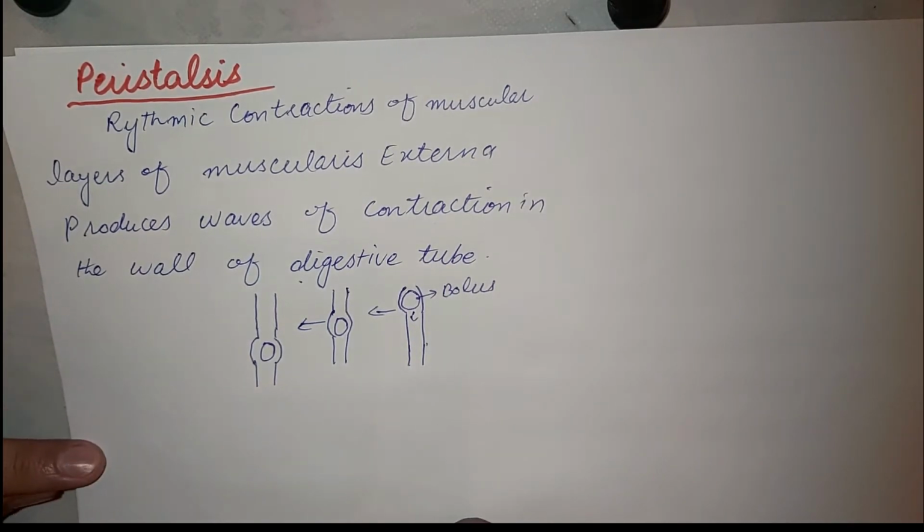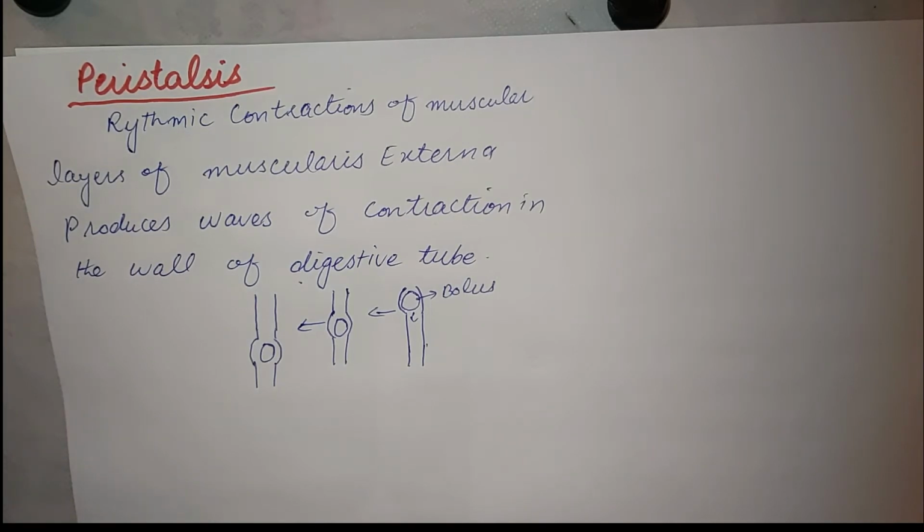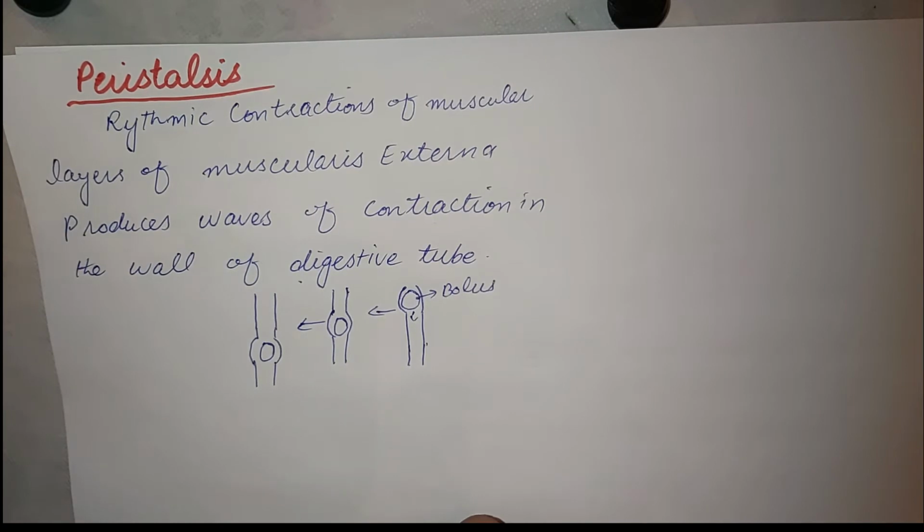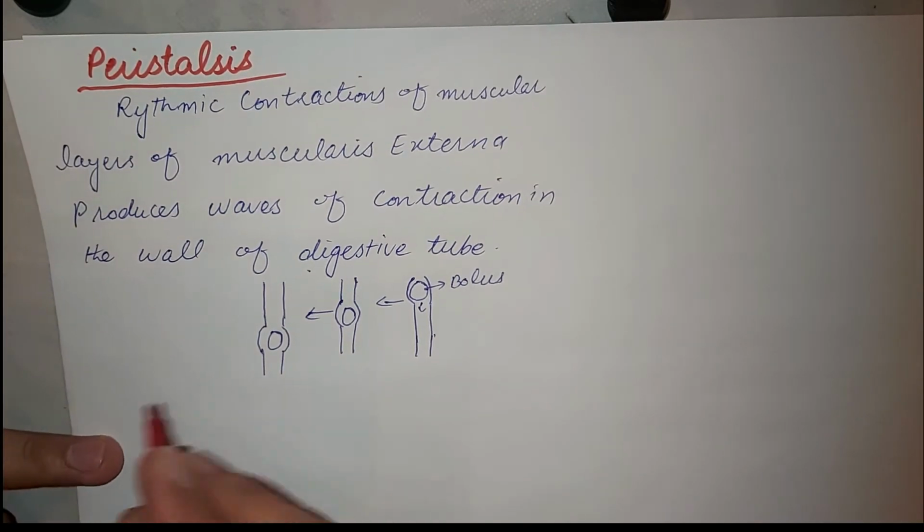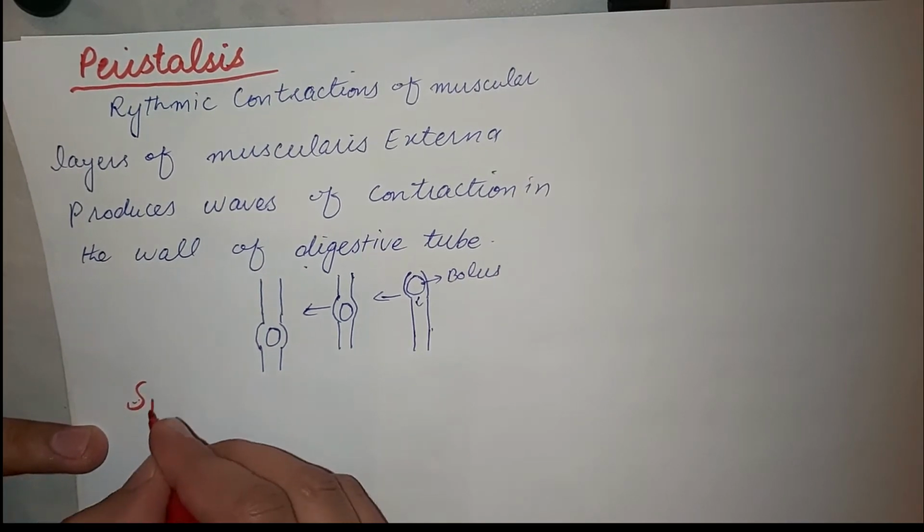And now we'll see that the muscular layers of muscularis externa make a thickening of muscles at specific locations. These smooth muscle thickenings are known as sphincters. Now we will see sphincters.